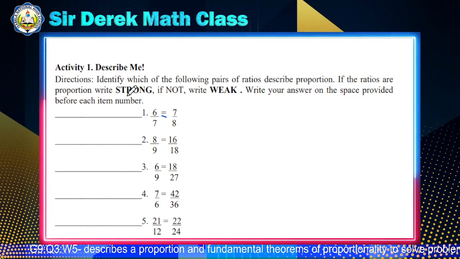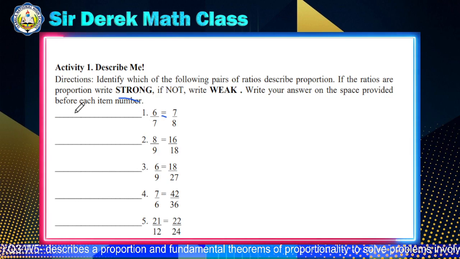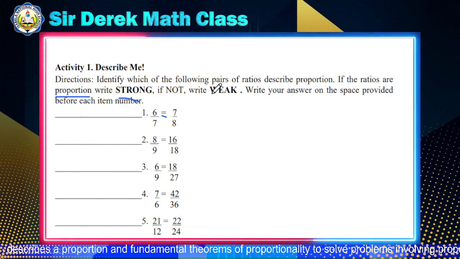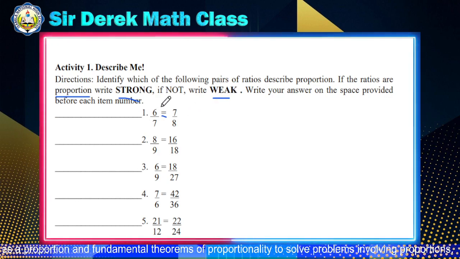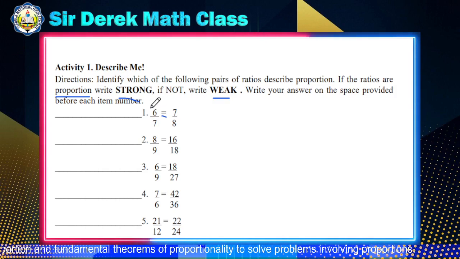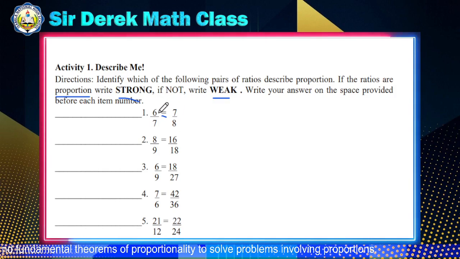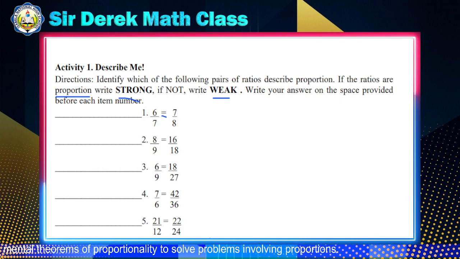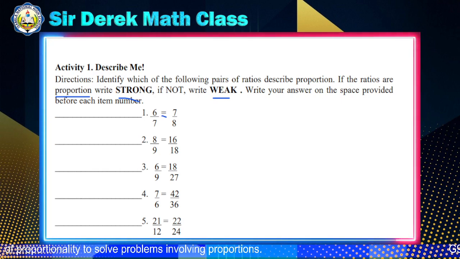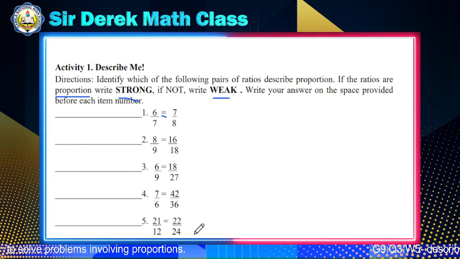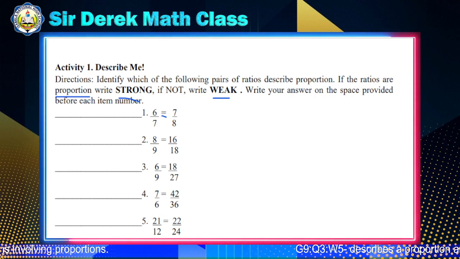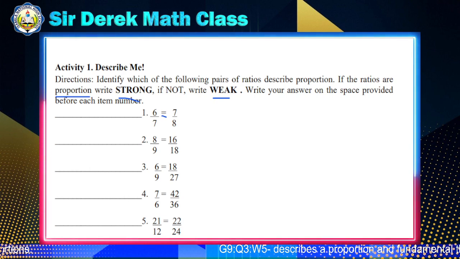Okay, so you will write strong if the two ratios are proportion. You write weak if they do not have the same value after multiplying this. Okay, in 6 to 10, what you're going to do is to form this into fraction para mas madali. Or you can do the means and extremes. Means meaning the inside part, extremes is the outside part.